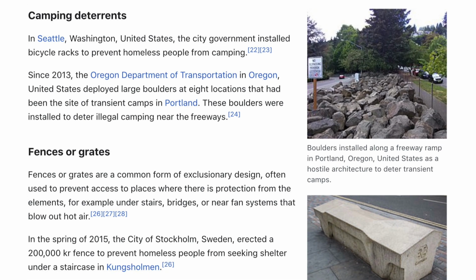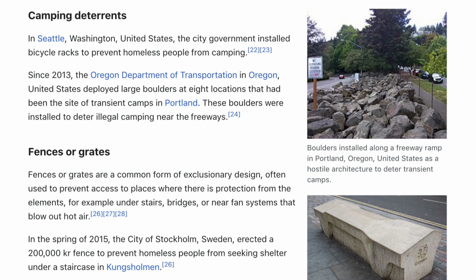Applications. Camping deterrence. In Seattle, Washington, United States, the city government installed bicycle racks to prevent homeless people from camping. Since 2013, the Oregon Department of Transportation in Oregon, United States, deployed large boulders at 8 locations that had been the site of transient camps in Portland. These boulders were installed to deter illegal camping near the freeways.